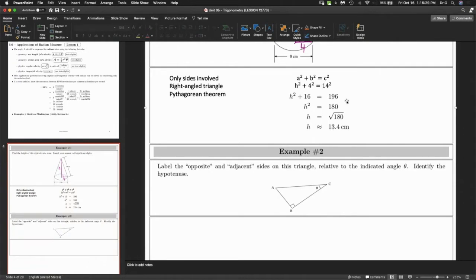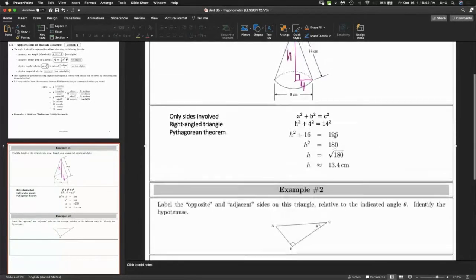So I don't think anybody's too stressed out about Pythagorean theorem anyway, but just make sure you don't forget the square root here. And the answer is, it says in the question 3 significant digits, so that's why I have 13.4. Also, the units are in centimeters.